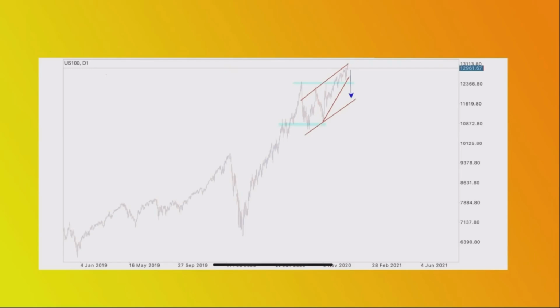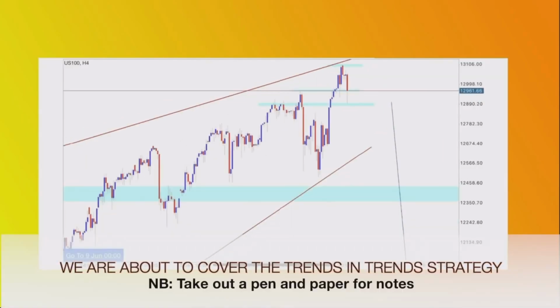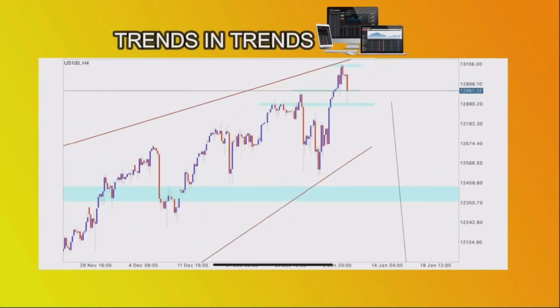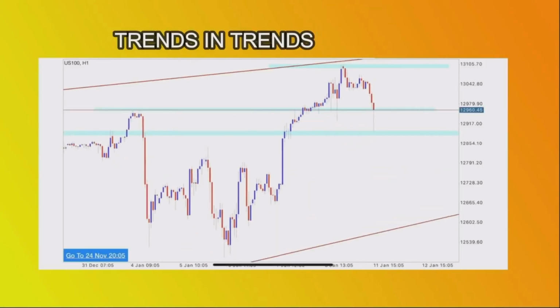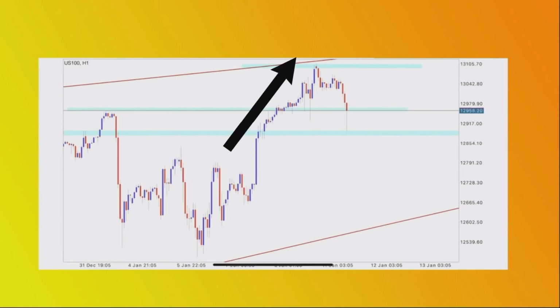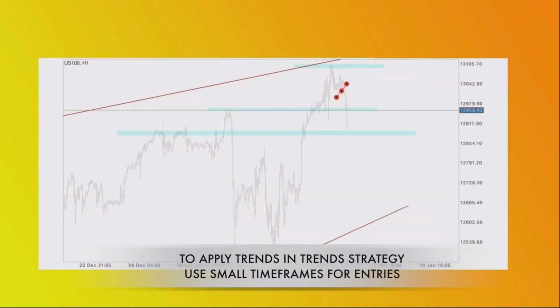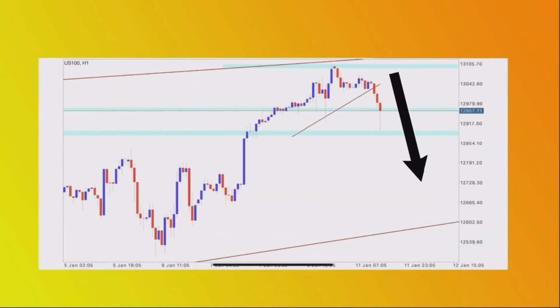As US 100. So we have a bullish trend here and we're looking for entry opportunities. The strategy we'll be using today is called trends in trends. So we see the price has pushed towards the resistance representing the high of the trend. So we are now looking for selling opportunities, a counter trend towards the downside basically.